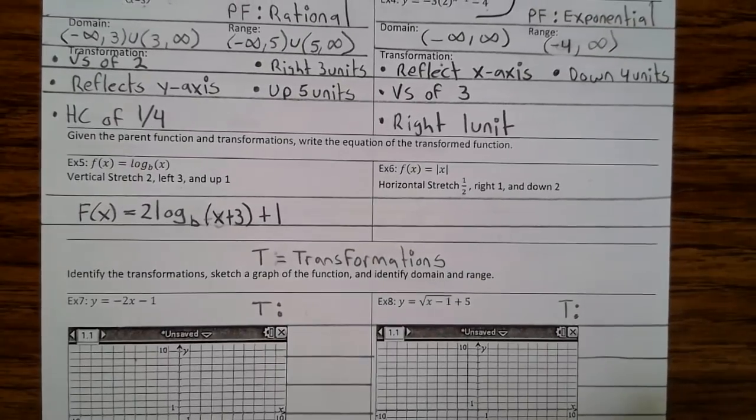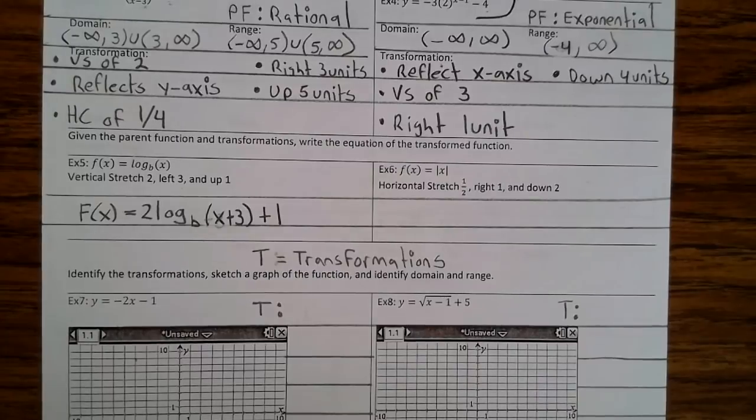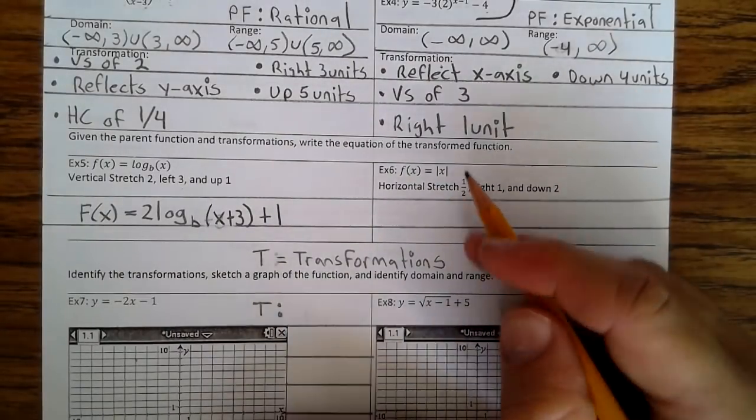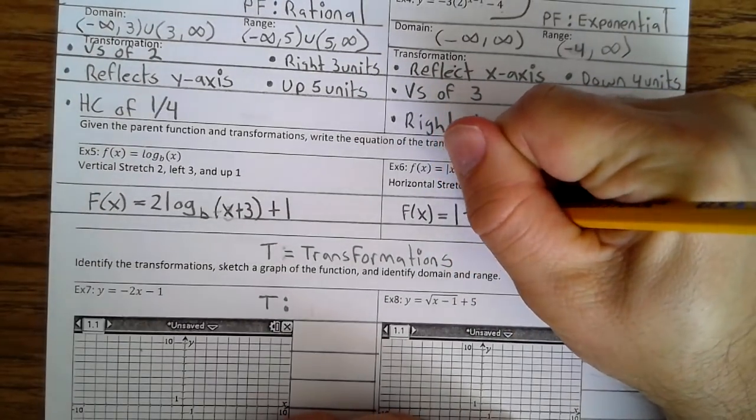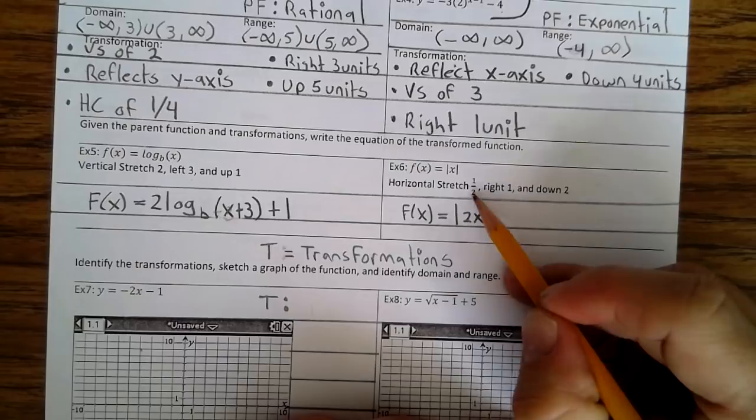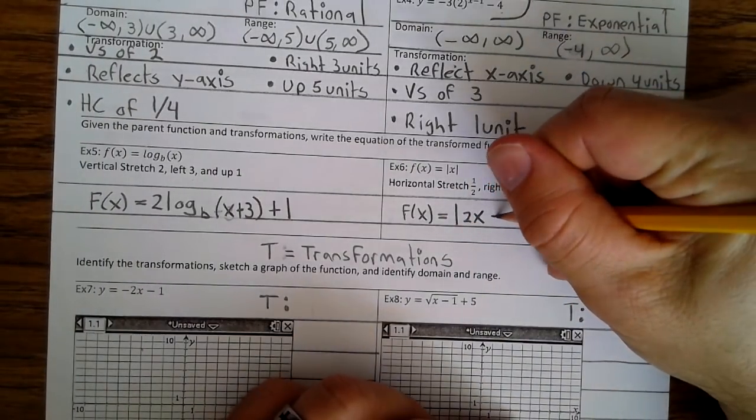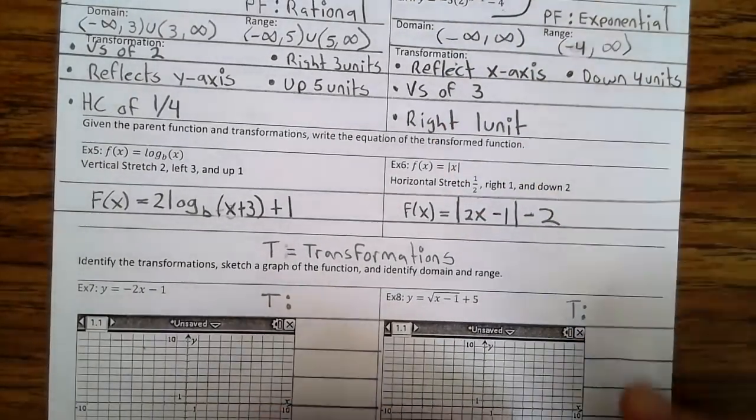All right, example 6. F of x equals the absolute value of x. So horizontal stretch of 2, 1/2. That means it's f of x equals absolute value of 2x. Remember, it's opposite when it's horizontal stretch. And then right 1 means -1, opposite of what it says. And then down 2.